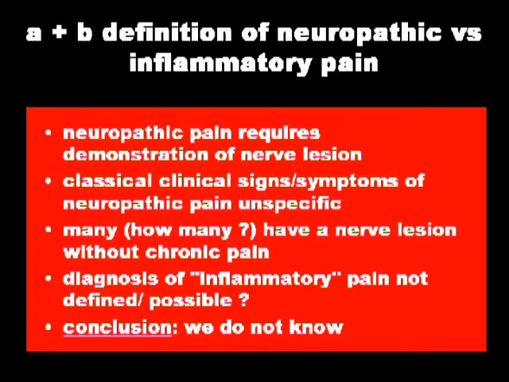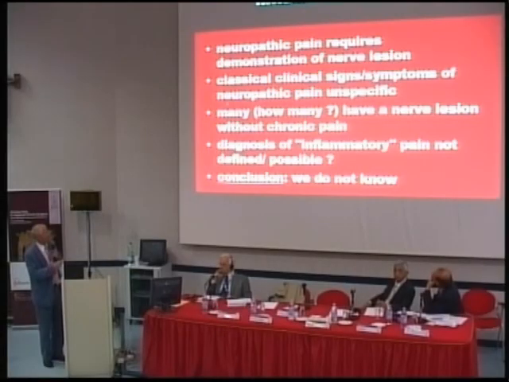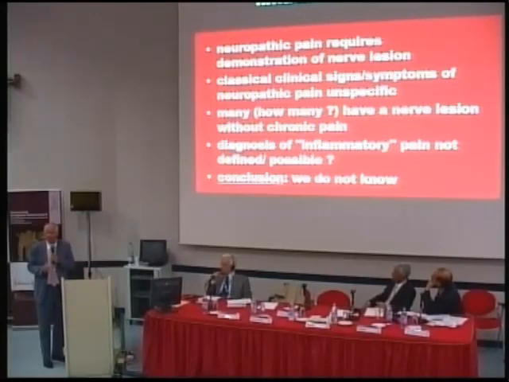So the first question was, neuropathic pain requires demonstration of a nerve lesion. Nothing new in that. It doesn't help us. Classical clinical signs and symptoms of neuropathic pain are unspecific, including in our chronic post-herniorrhaphy pain patients. How many patients have a nerve lesion without chronic pain? Probably in the range of 40% or so. What is the diagnosis of inflammatory pain? I think at this time we simply cannot tell. We have no specific signs of a chronic nociceptive pain due to the inflammation from the mesh.